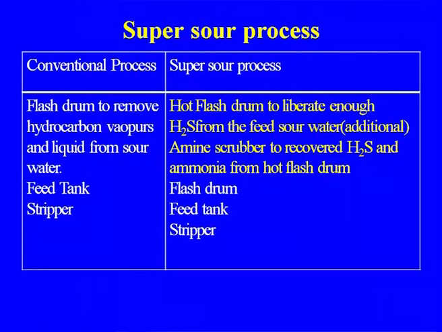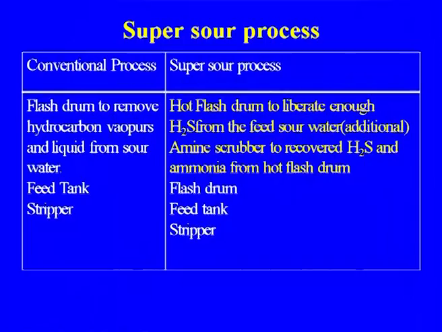This is actually the conventional process and the comparison with the Super Sulfur process. Conventional process: flash drum to remove the hydrocarbon vapor and liquid from the sour water, and they have the feed tank and the stripper. Here actually some modification has been done. This is conventional, because normally we are doing the stripping of the sour water, and so these are some of the units there.